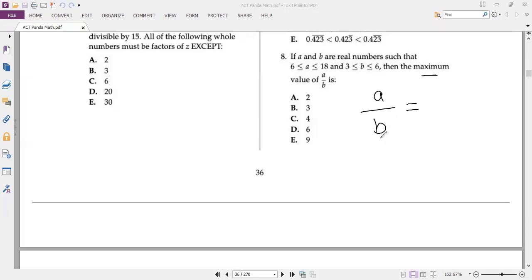So I'm looking for the smallest value of B. The smallest value of B here is 3. And I need the biggest, or greatest, value of A. The greatest A is 18. 18 divided by 3 is 6. So answer D is the right answer, number 8. I hope it's easy: tricky, but easy. So we go to number 9.